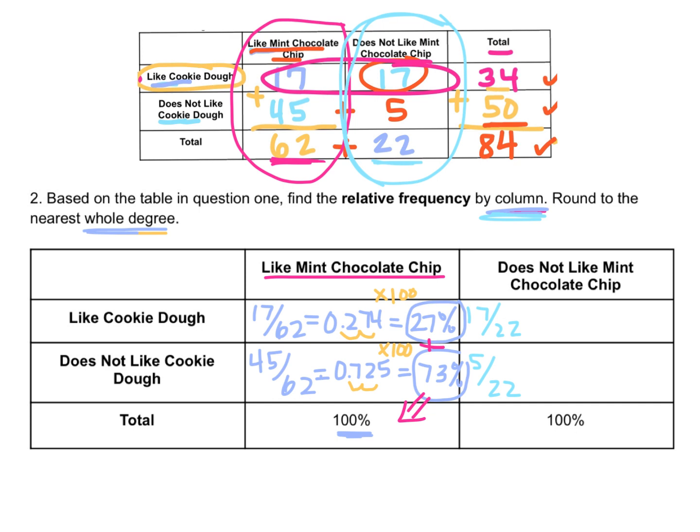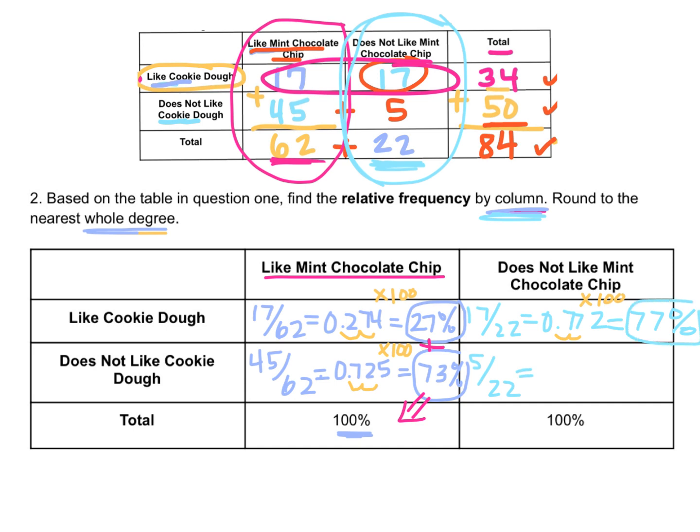Now I'm going to go to the next column and do 17 divided by 22. Remember, I used 22 for the total for does not like chocolate mint or chocolate chip. When I divide that, I get 0.772. Okay, again, I change that decimal into a percent by either moving the decimal 2 places or multiplying by 100. And that's going to leave me with 77%.